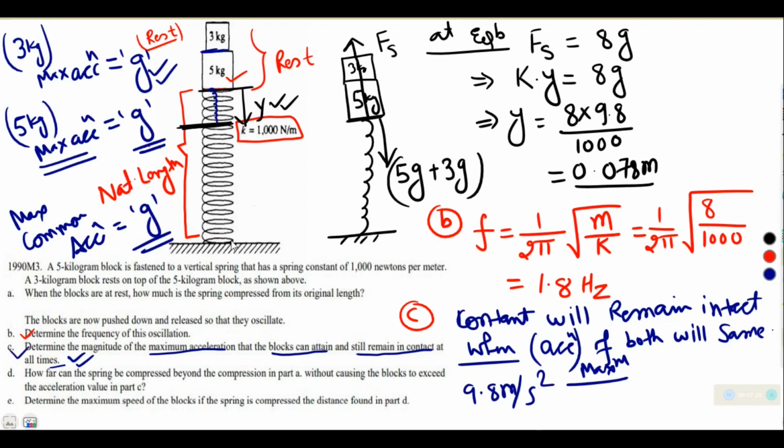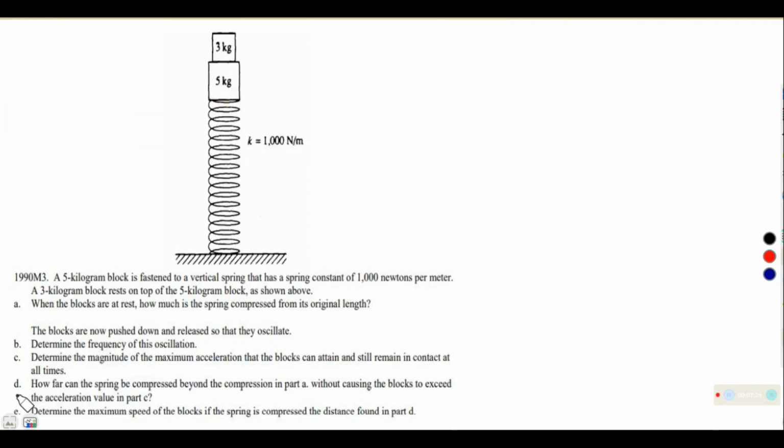Let us see question D. What is part D? How far can the spring be compressed beyond the compression in part A? In the first part we calculated this equilibrium position, and this distance was y equal to 0.078. This was the equilibrium position.